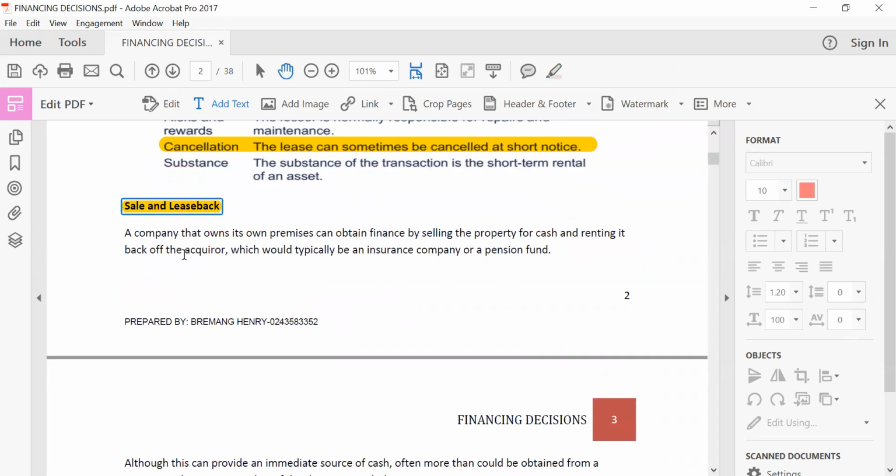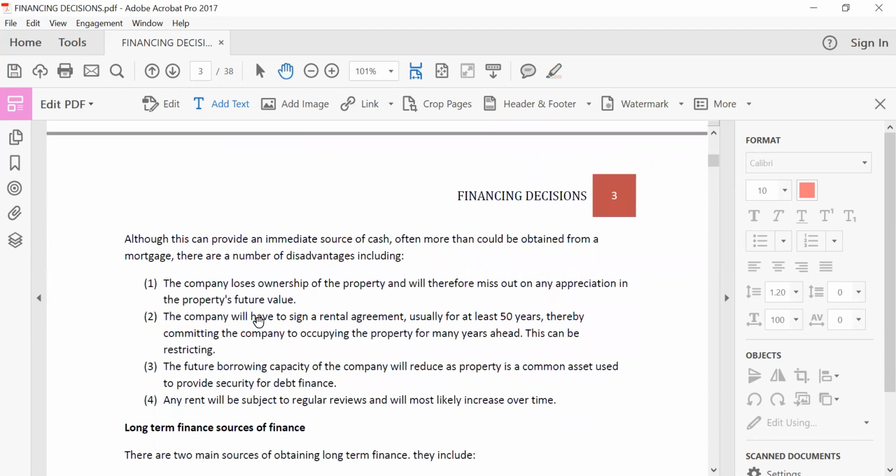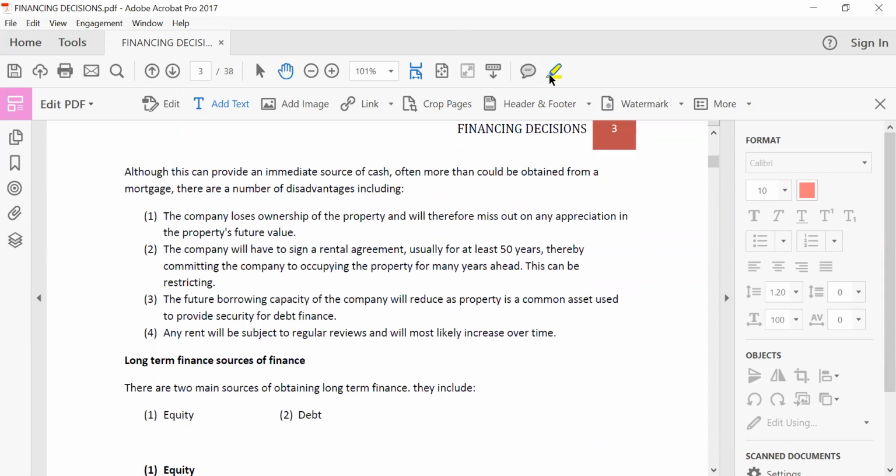A company that owns its own premises can obtain finance by selling the property for cash. He's the owner of the property, and he will sell that property to get cash and rent it back from the acquirer, which would typically be an insurance company or a pension fund. You are the owner, but you sold your property, and then after selling, you went back to lease it back. So that is the meaning. Let's make a move before we look at long-term sources of funds.